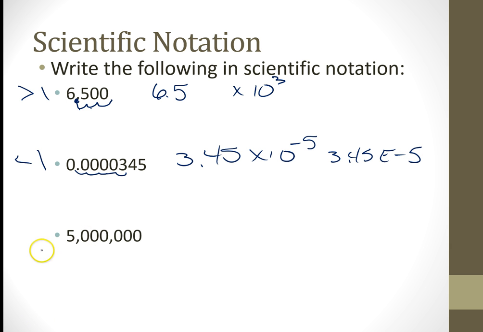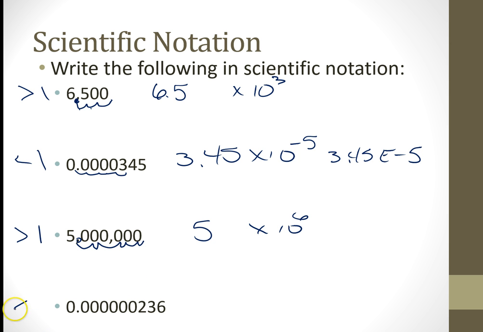Okay, so this one, it's greater than 1. That means I'm going to have a positive exponent, and just move the decimal. 1, 2, 3, 4, 5, 6. 5 times 10 to the 6th, or 5e to the 6th.